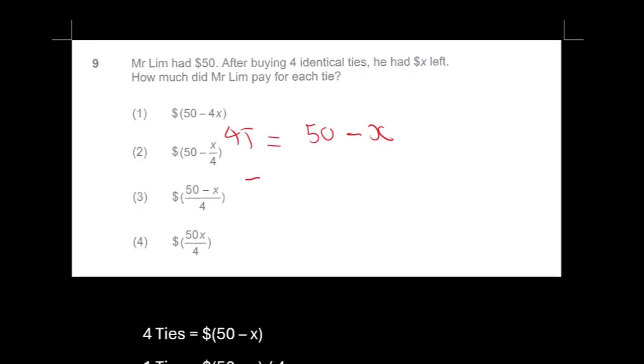So which means that for one tie, it must be 50 minus X, the whole thing divided by 4. And that must be the cost of a tie. So in this case, the answer is number 3.